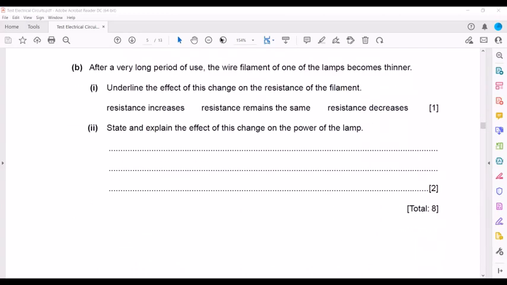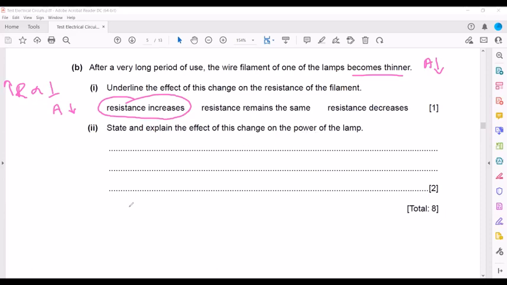Then after a very long period of use, when we are using it for a very long time, the filament of one of the lamps becomes thinner. State the effect of this change on the resistance. Because if it becomes thinner, it means the area decreases. So what is the relation between resistance and area? They are inversely proportional. Thinner wires have higher resistance than thicker wires. So as a result, the resistance will increase. And state and explain the effect of this on the power of the lamp.